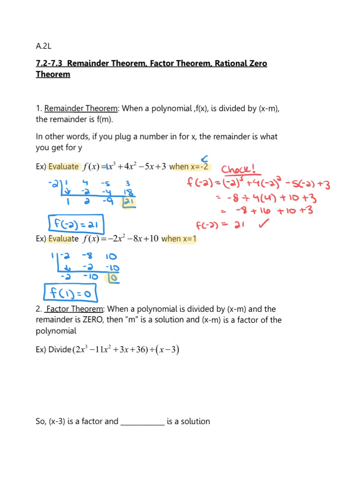Okay, so here if we wanted to check it, same thing. We could plug in a 1 for x. One squared is 1. -2 times 1 is -2 minus 8 is -10 plus 10 is 0.